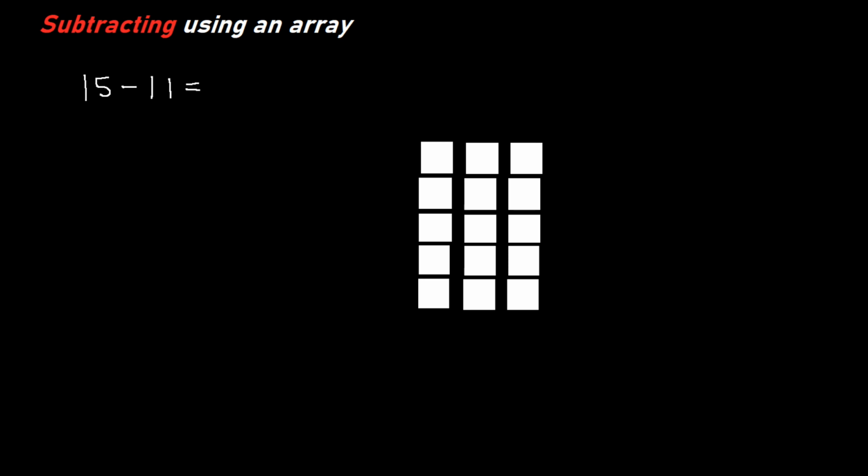Here is another problem. Here we have 15 minus 11. In this array, we have 15. We have 3 columns of 1, 2, 3, 4, 5. So that'd be 5, 10, 15. These are 3 columns of 5, which equals 15.